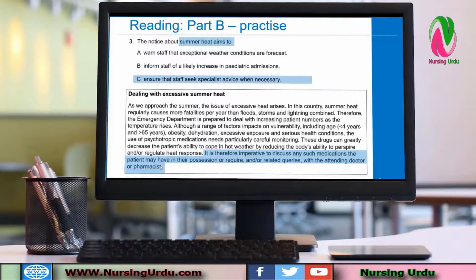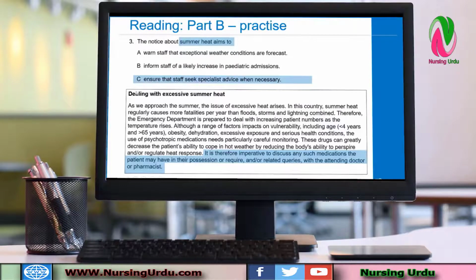So basically, this is something they are bringing to the attention of staff, that they need to have this conversation with the attending doctor or pharmacist because of the implications of what excessive heat can do to medications. It says these drugs can greatly decrease the patient's ability to cope in hot weather by reducing the body's ability to perspire, etc. So I guess the effects of heat working together with the medications, in other words, contraindications, I would assume.